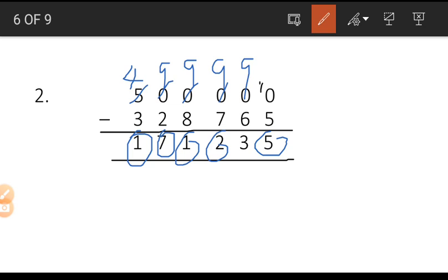So you can see how we can deal with numbers with numerous zeros.